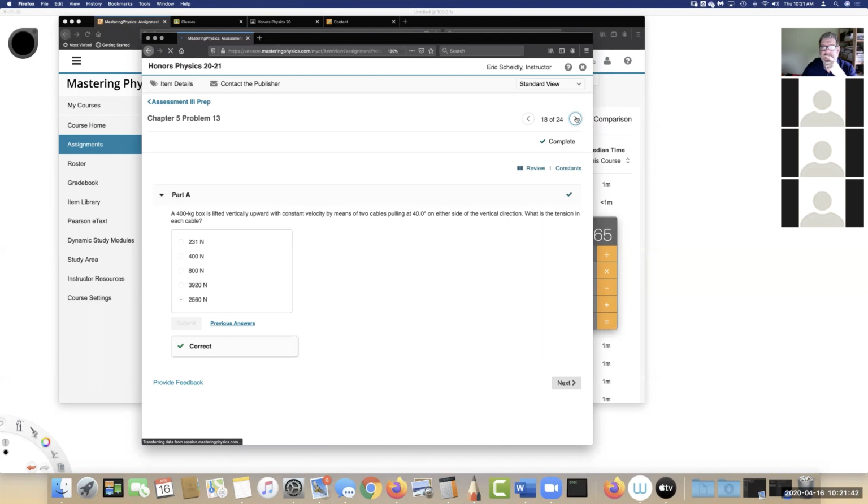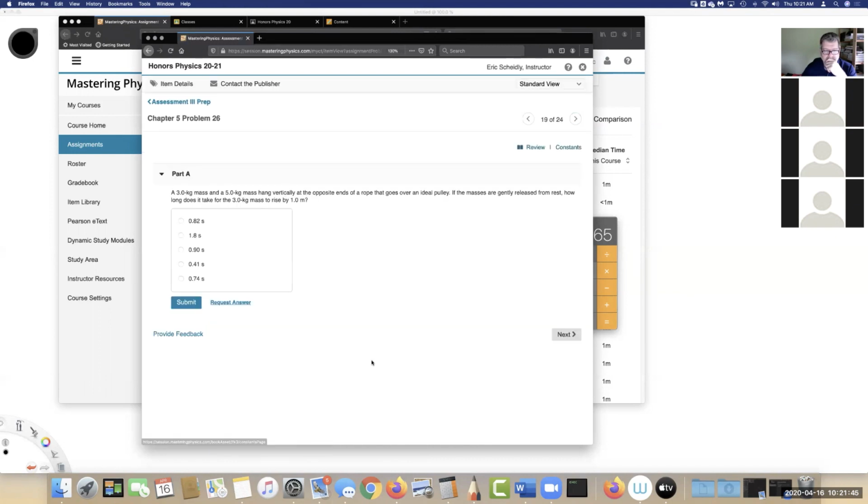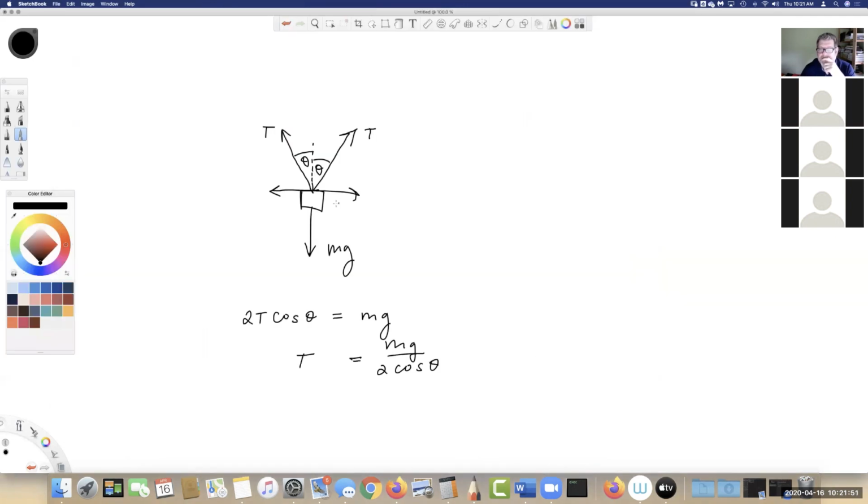Did everybody like that? So the normal force is always cosine theta. Well, here's the thing. Let me go back to my diagram. There is no normal force here. This block is just hanging from these cords. So there are no surfaces in contact, and so there's no normal force.